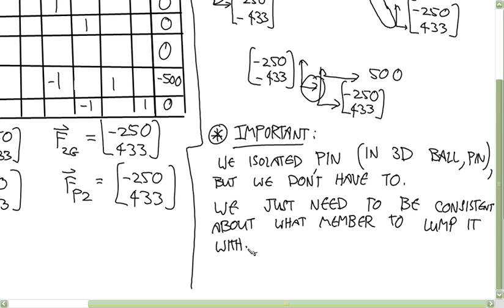So for example, if we decided to call the pin a part of member 1, then that 500 Newton force that was applied to the pin, we'd apply it to member 1, but we wouldn't apply it to member 2. Okay? And then we just say that the force that member 2 applies to the pin is the force that member 2 applies to member 1. Okay? Everything that we used to say happened to the pin now happens to member 1. Okay? So here's a rule of thumb.